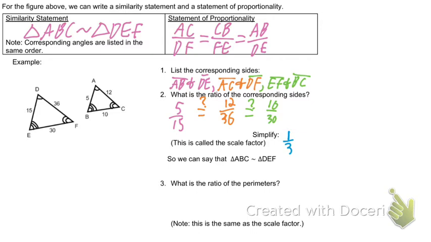Now, if you're going the other way around, big to small, would it be 1/3 anymore? No, it'd be 3/1, or 3. So we can now say definitively that triangle ABC is similar to triangle DEF because the ratio of corresponding sides is the same. Once we know the ratio of corresponding sides is the same, you can say their triangles are similar. They have to be.